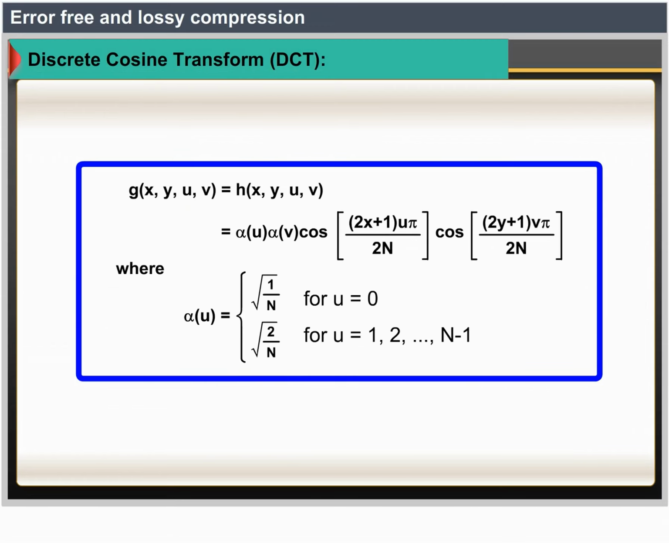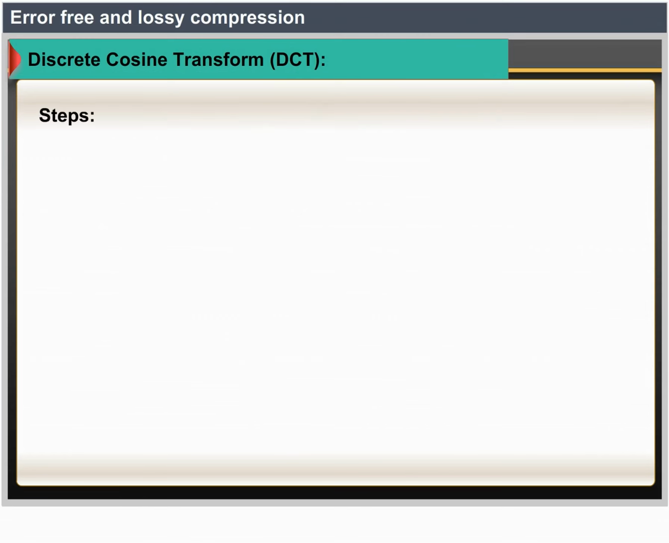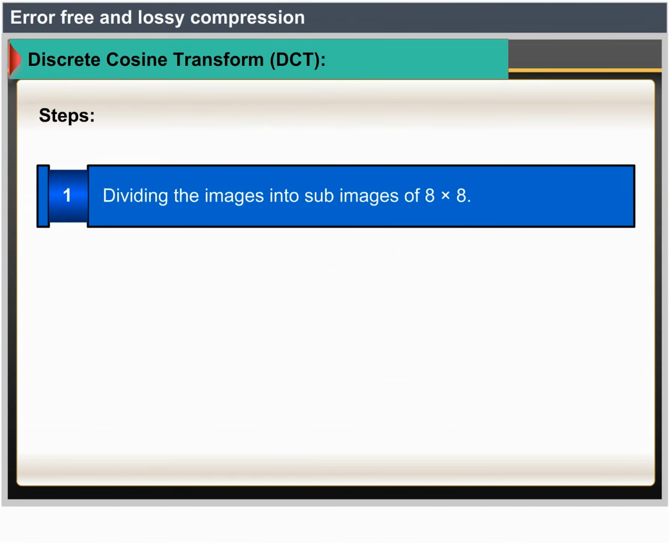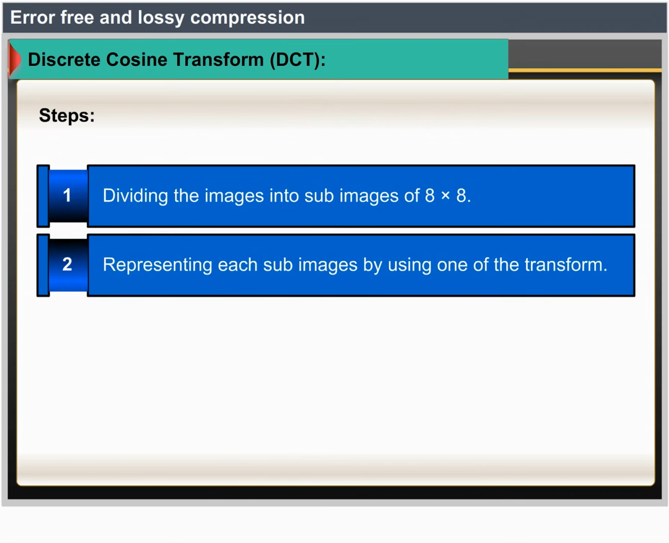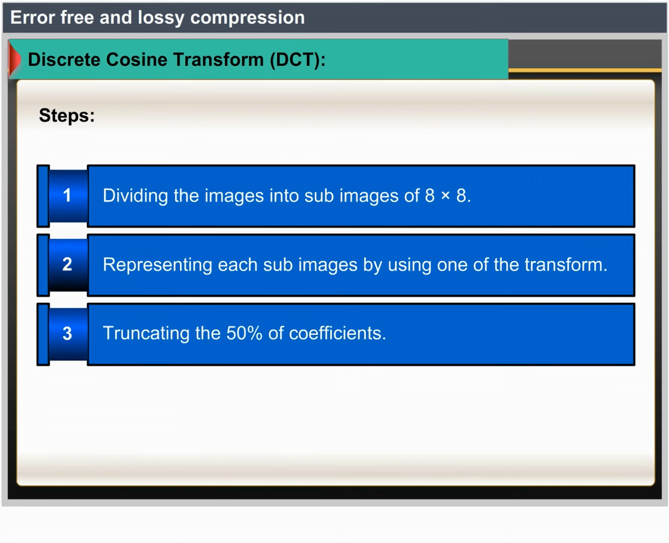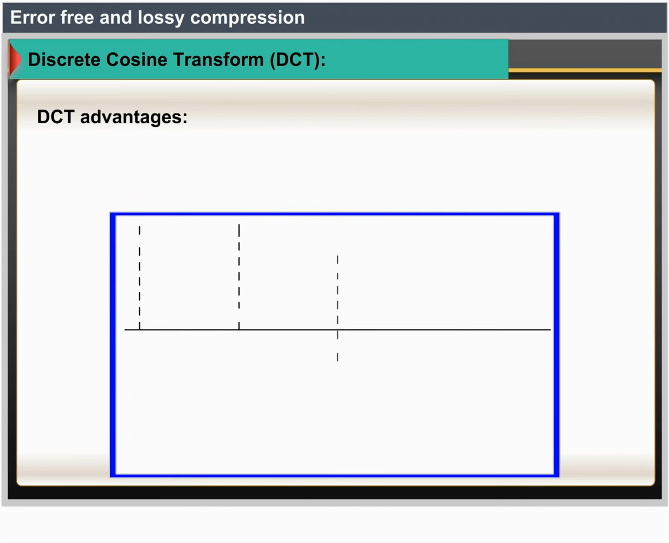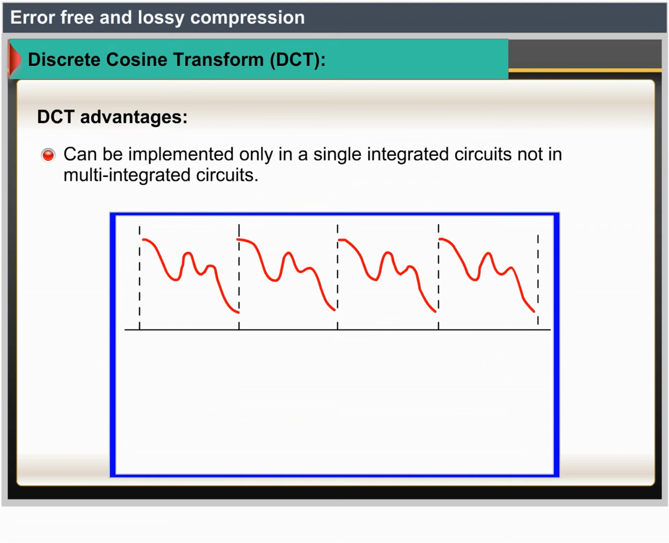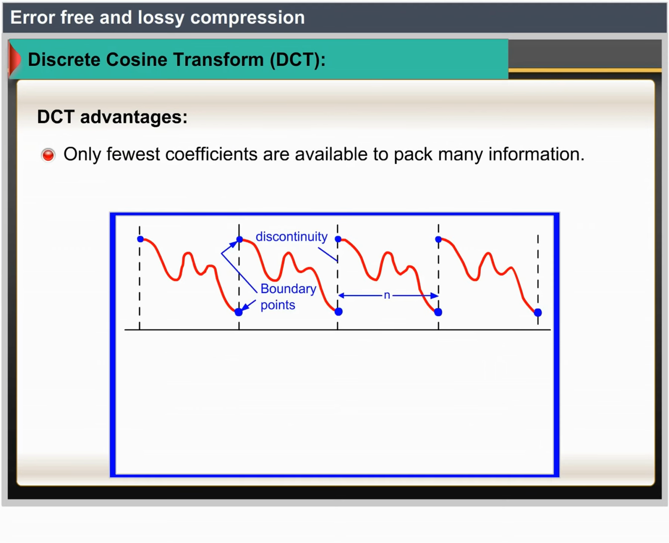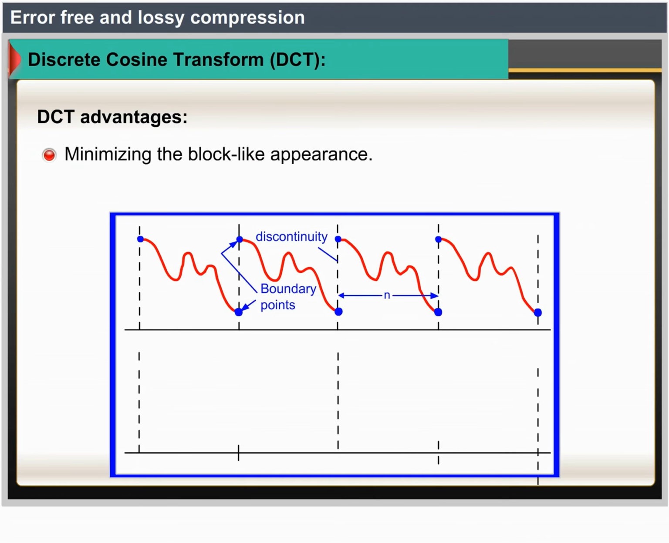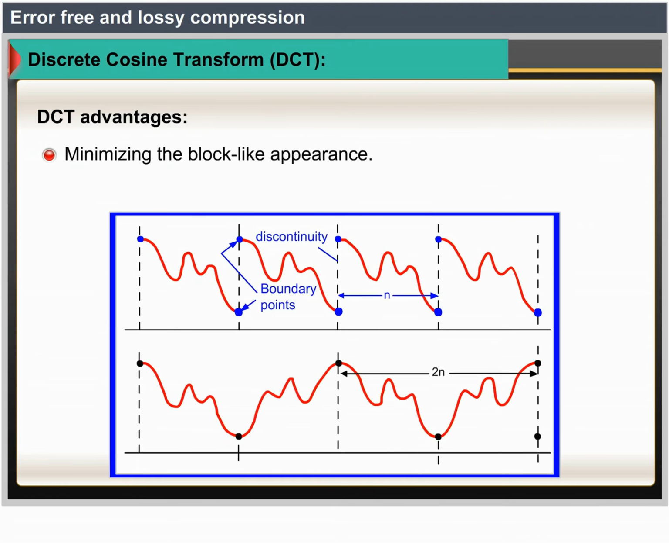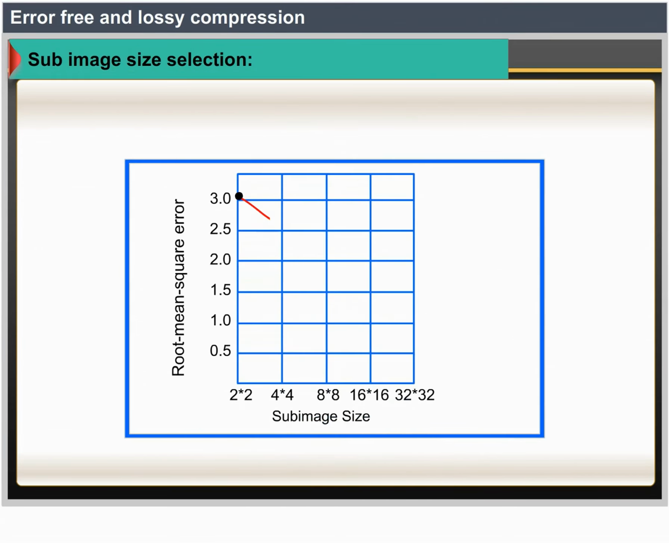The steps involved in DCT are dividing the images into sub-images of 8 by 8, representing each sub-image using one of the transforms, truncating 50% of the coefficients, and taking the inverse transform of the truncated coefficients. The advantages of DCT are: it's implemented in a single integrated circuit, packing the most information into the fewest coefficients, and minimizing the block-like appearance. The implicit periodicity can now be seen. The screen now shows the sub-image size selection, truncation of 75% of coefficients.